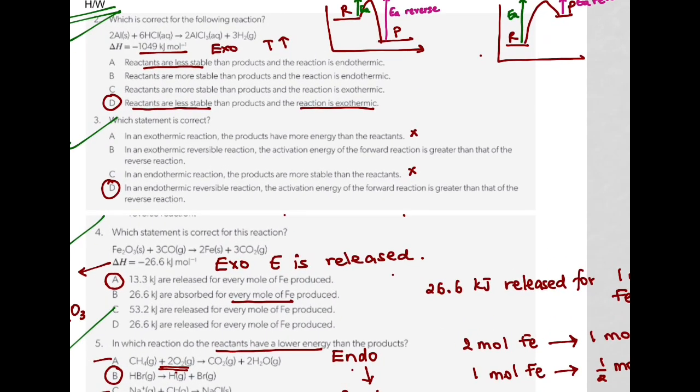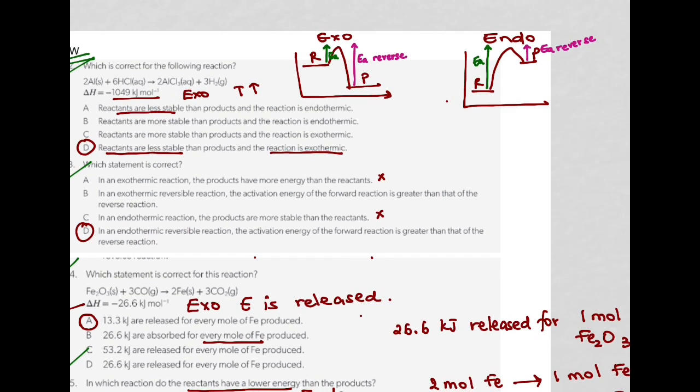So the answer is D, where for an exothermic reversible reaction, the activation energy of the forward reaction is greater than the activation energy of the reverse reaction.